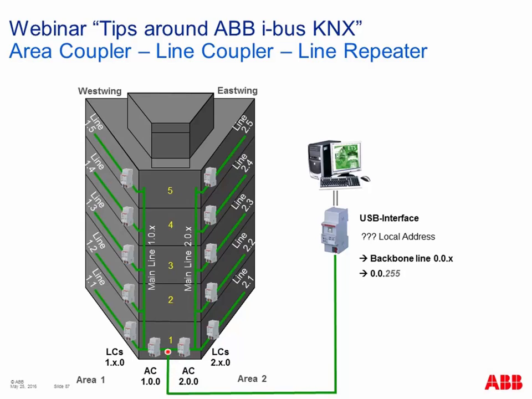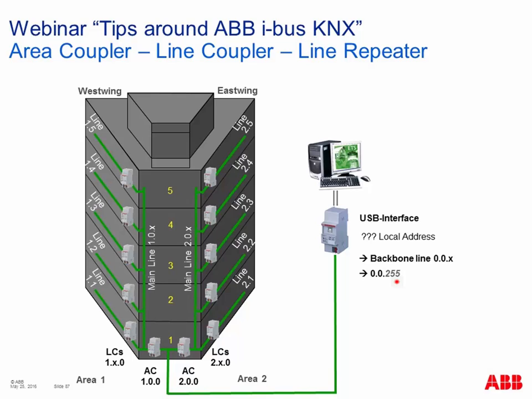This address here is 0.0 something. For example, the individual address or local address of the USB interface must be 0.0, and we recommend using the last one, 255. If not, then maybe you can get problems during a download. The device does not respond, or the download stops, or something.